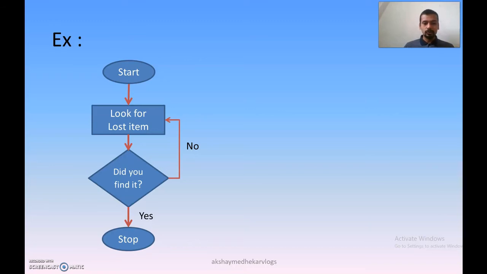Start, look for a lost item. If you found it, no, then again look for it. If yes, then stop. Actually, there is a rule to define that. The oval shape is always used for the beginning or ending of the program. Now you can see for start and for stop, we are using this oval shape.